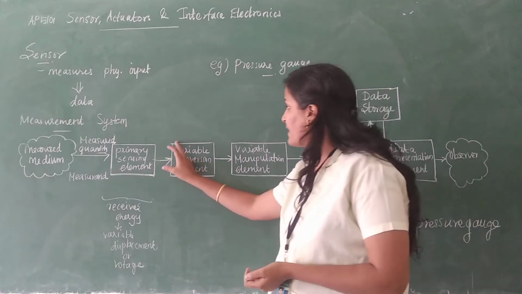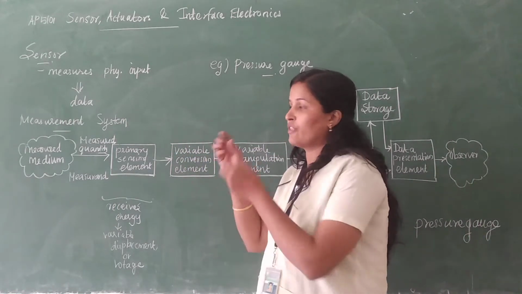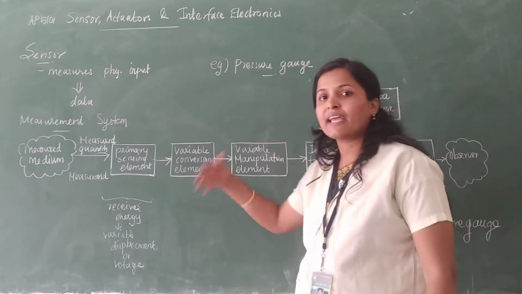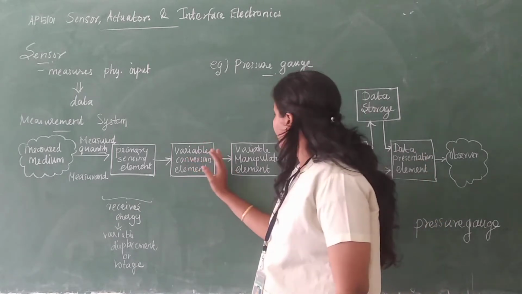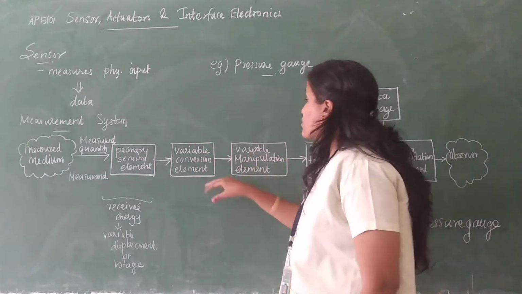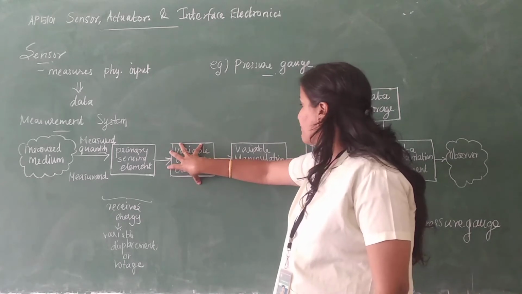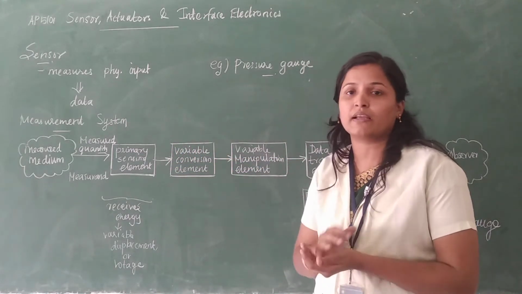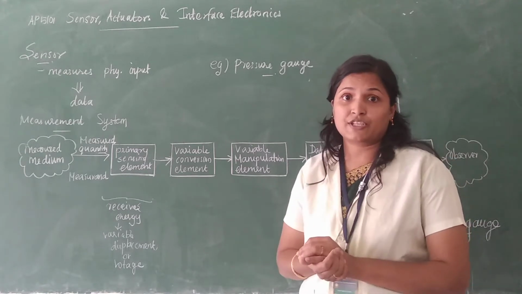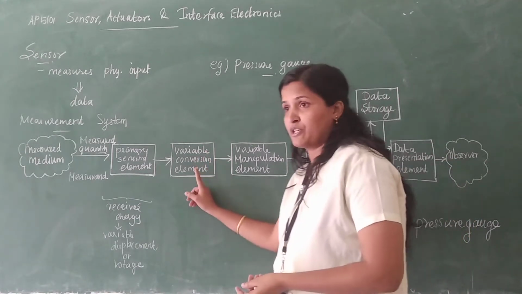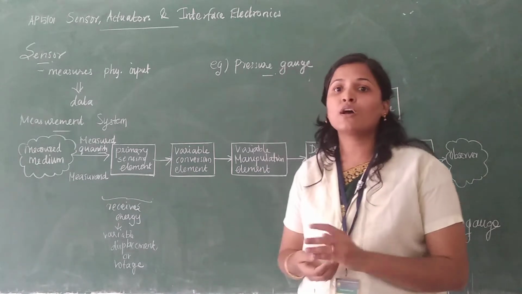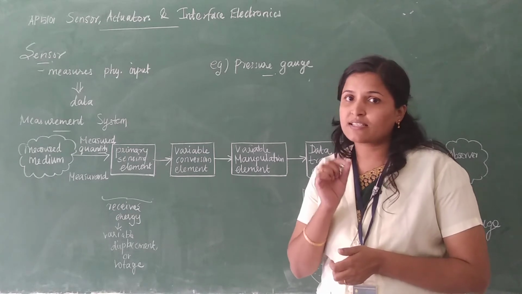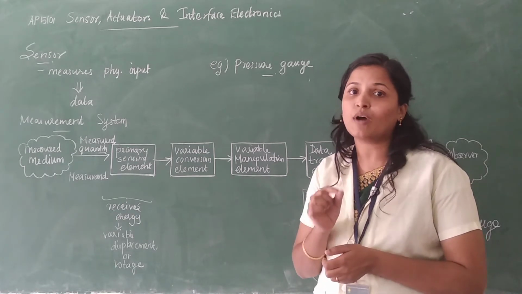That is the variable conversion element. The variable that we have sensed should be converted into another parameter. One more thing is that this conversion can be repeated many times, based upon the application. In some applications we have one conversion element, in others we may have more than one or two conversion elements. It depends upon the sensors and varies from application to application.